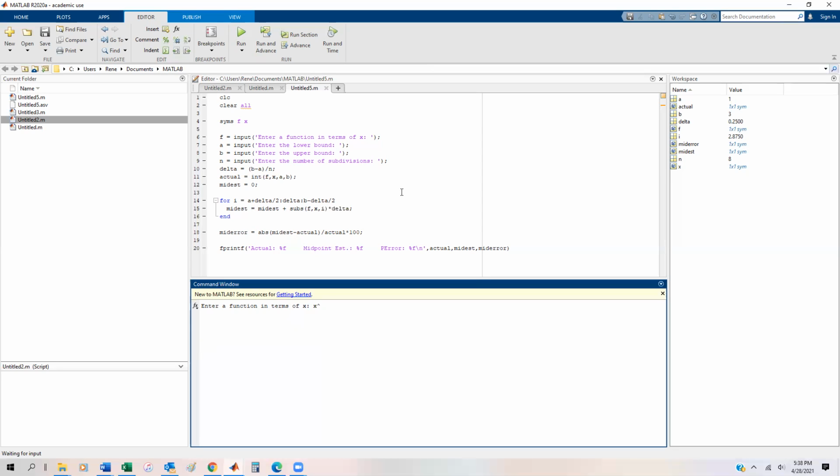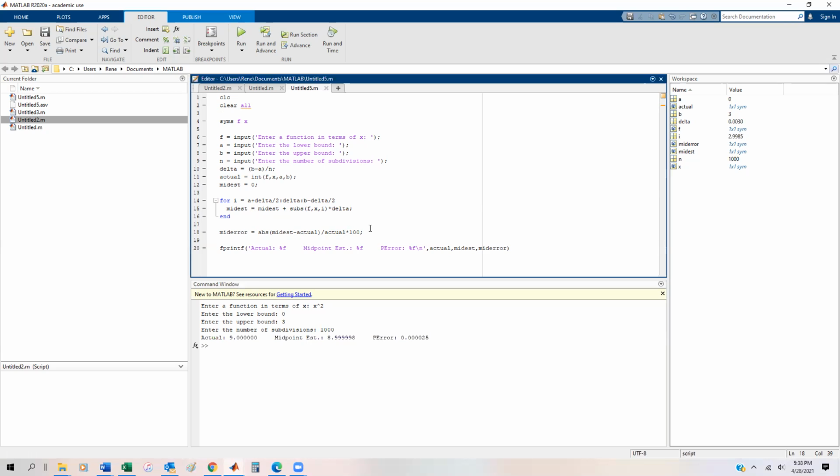So let's just do x squared, and let's do 0 to 3, and let's use something like 1,000 subdivisions. And it might take a minute or two for it to compute, but it's not that big of a deal. So we'll just give it a moment to compute. And notice the %error is really, really small. And that's just because we use so many of these. And even though it takes longer to compute, it's a little bit more powerful as you increase n than some of those Newton code algorithms.